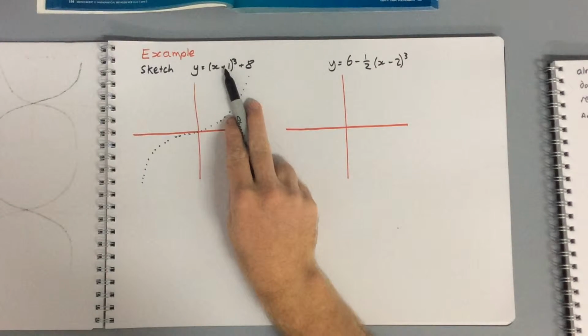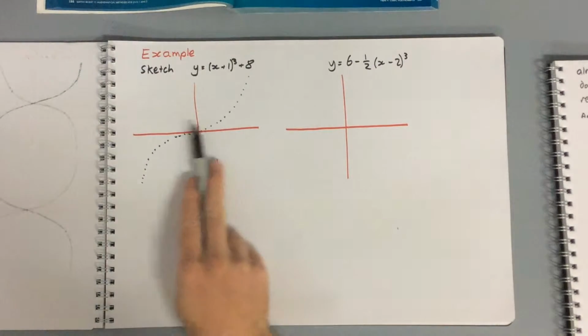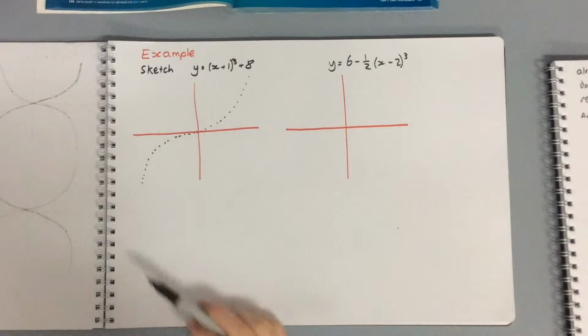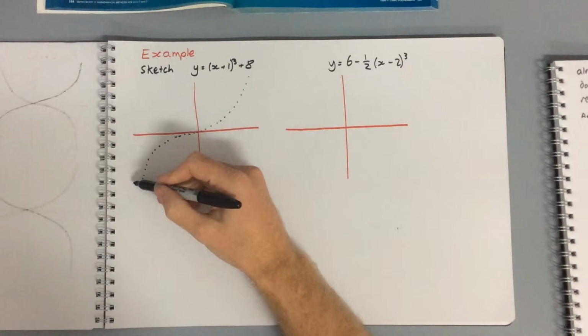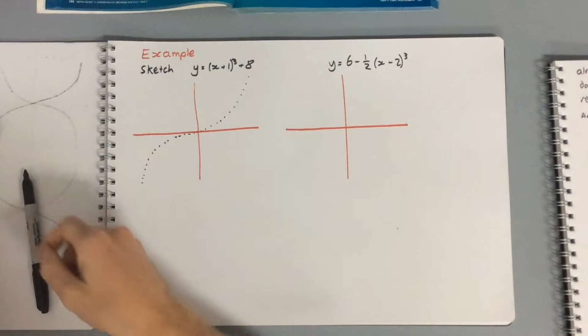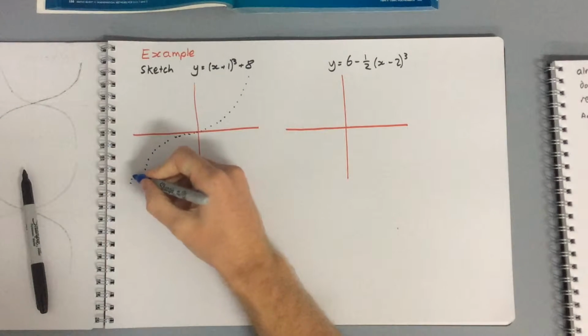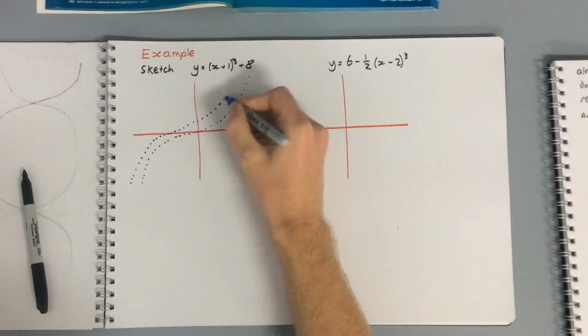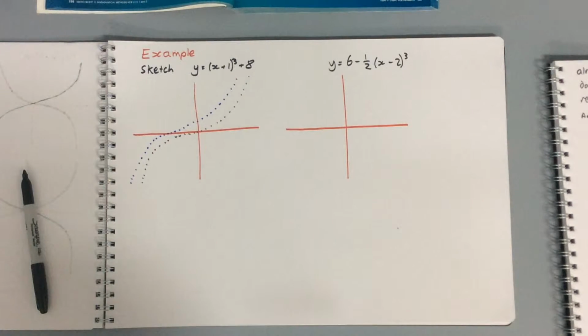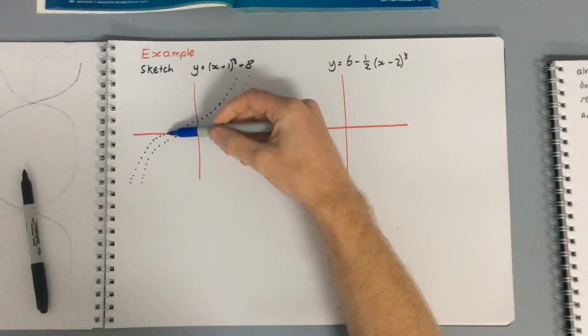Now that 1, what does it do? Well, it moves it across 1 to the left, the opposite of positive. So I might just do it like this. It's going to move it across by 1. And what does that 8 do? Well, that moves it up now.